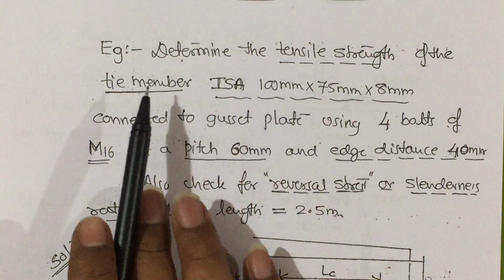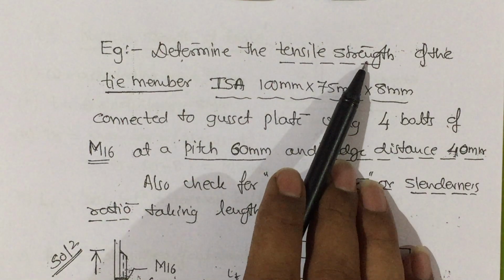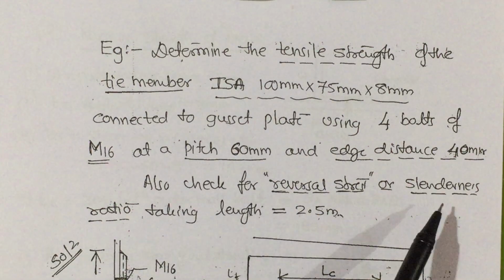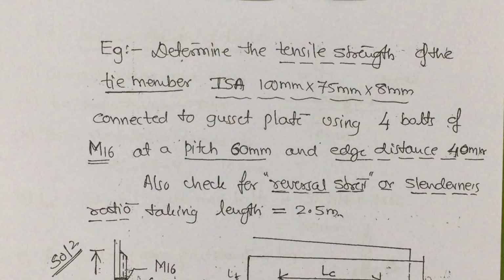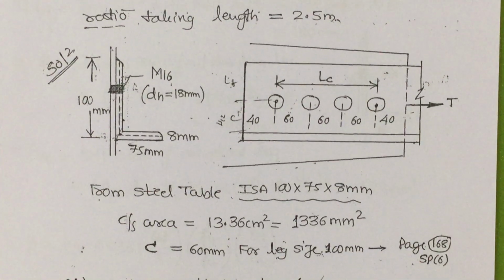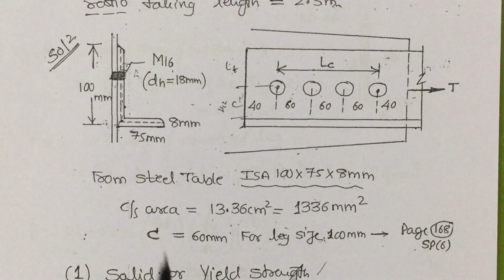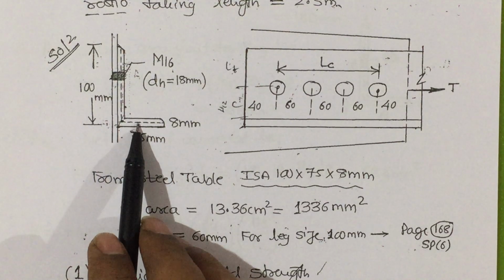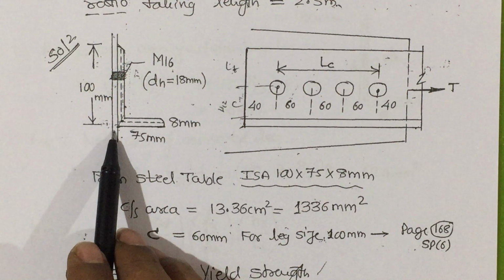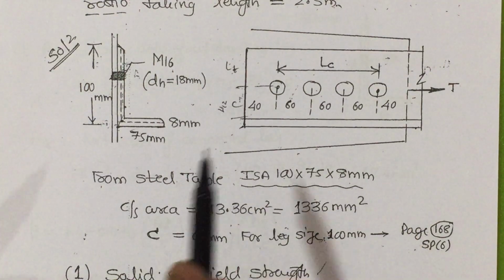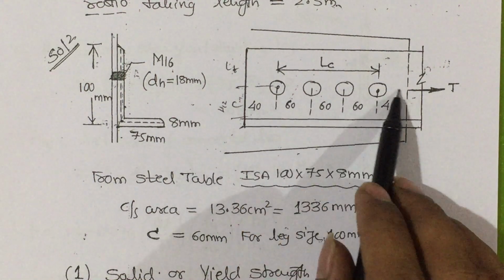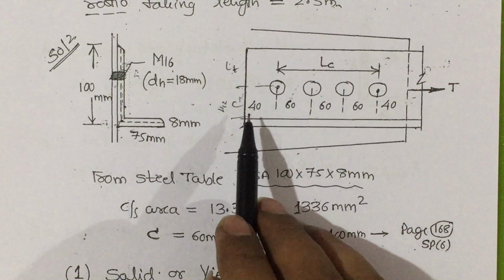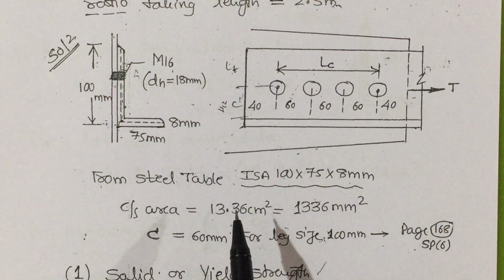Here the given problem is a tension member, we need to determine the tensile strength first. Once we determine the tensile strength, then we need to check for slenderness ratio. Two things. Now, he has given the unequal angle section 100 by 75 by 8 mm. That will be connected to the gusset plate. Then 4 bolts are used for the connections. Then pitch distance and edge distance is given.